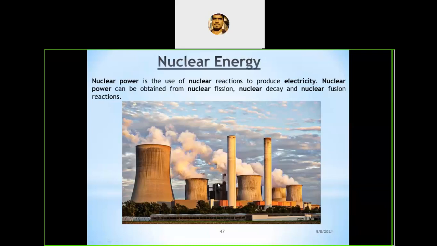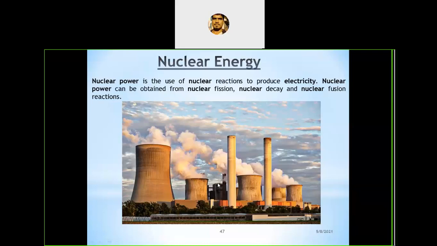Plutonium is an artificial element, and the naturally available elements are uranium and thorium. So these elements, either we split or we combine, will produce a lot of energy, and that energy we can convert and use to produce electric energy.